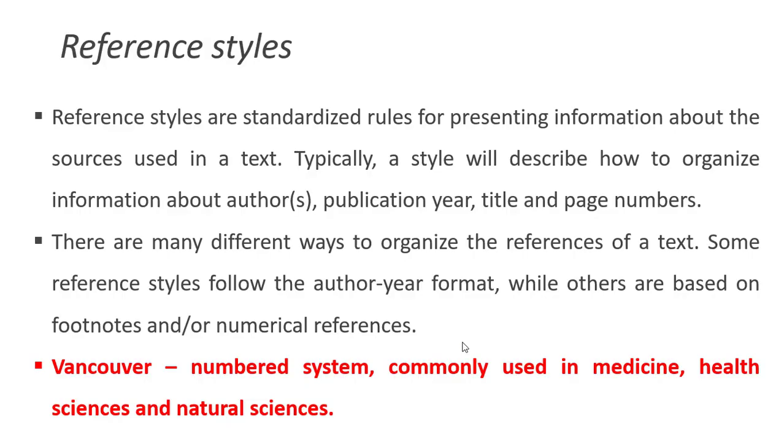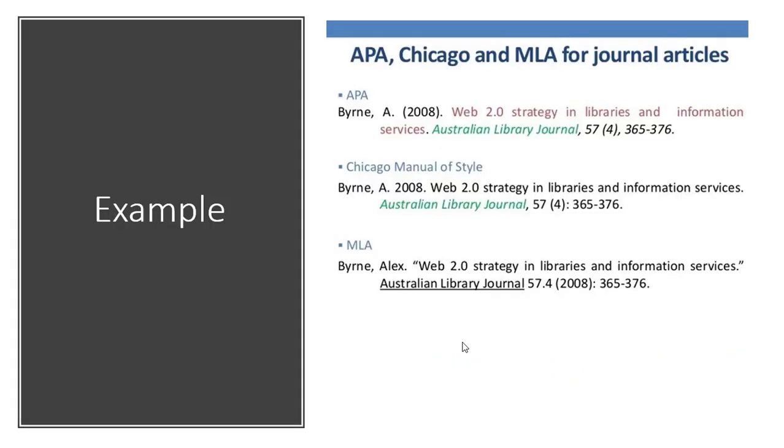What does it mean? The reference styles are standardized rules for presenting information about the sources used in the text. Typically, a style will describe how to organize information about the author, publication, year, title, and page numbers. We have many different ways. In scientific writing or medical scientific writing, the Vancouver or the number system is commonly used. And this is an example. If you see here, the same information is put in different arrangements. So we have a style called APA, Chicago Manual Style, MLA.